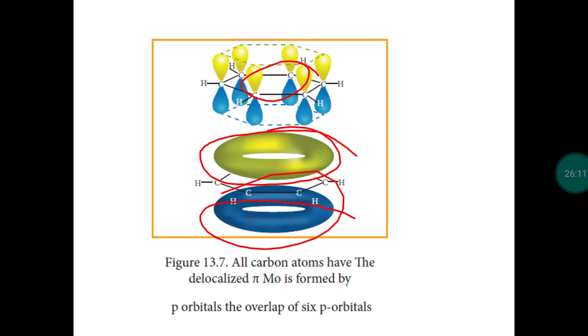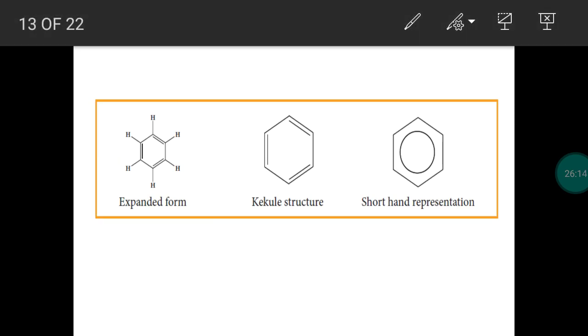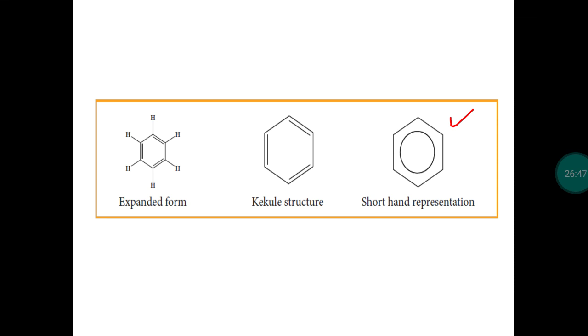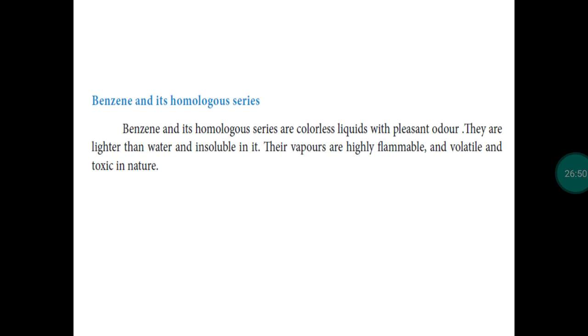So what should be the proper structure for benzene? This should be the proper structure. Six carbon and six hydrogen atoms are lying in the plane. Above and below the plane, the pi electrons are spreading over. So this will be the proper structure for benzene, and this is Kekulé's structure of benzene, and this is the structure of benzene in expanded form. Usually the circle inside the ring represents delocalization of pi electrons over all six carbon atoms. So the structure of benzene is an important question.